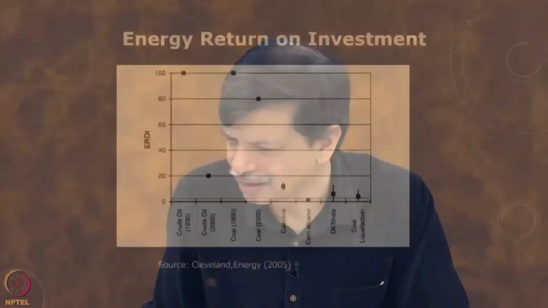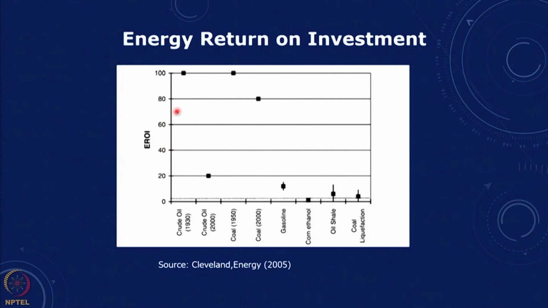This has now been coming down, and if you look at this, we can see there is a paper by Cleveland in the Energy Journal in 2005, and it shows the energy return on investment starting from the early 1900s and then going down. So you see the energy return on investment for oil has gone down, for coal and so on. So, this is of the order of 100 and it has come down to recent.